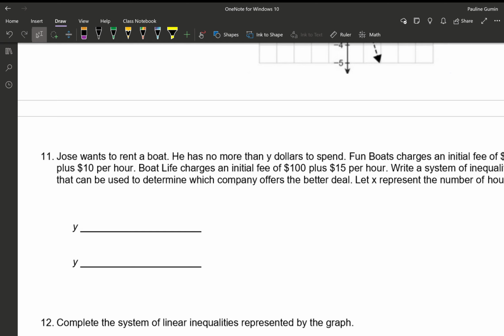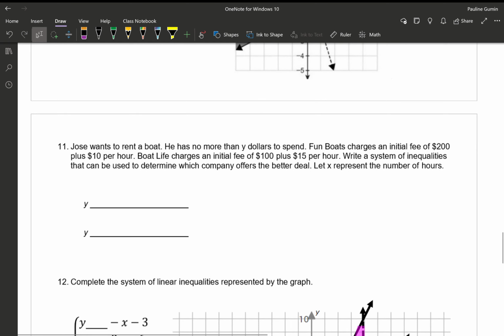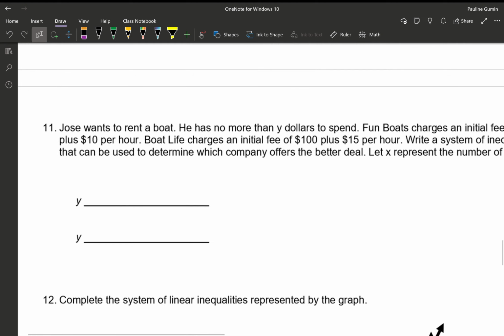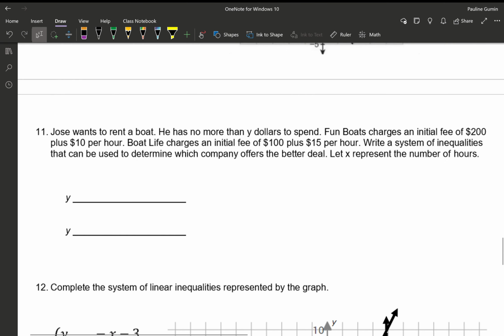Number 11. Jose wants to rent a boat. He has no more than Y dollars to spend. Fun Boats charges an initial fee of $200 plus $10 per hour. Boat Life charges an initial fee of $100 plus $15 an hour. Let's write a system of inequalities, and X will represent the number of hours. So first let's decide, can Jose spend more than Y dollars? The answer is no. So Jose has to spend less than or equal to Y dollars. If Jose felt like it, could he spend all of his money? Sure, why not? So they both get an or equal to, because he could spend it all.